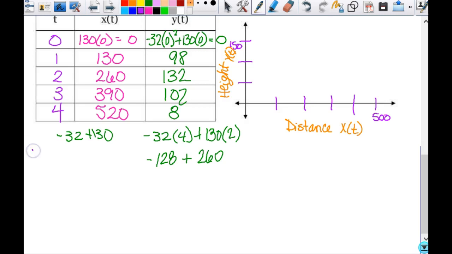So we're just going to plot them. My first one is 0, 0. These each represent about 100, so about 130, and then about 98. If you need to actually label your little hash marks, you can. And then I've got 260, it's about right there. 132, about right there. 390, and 102, 528.